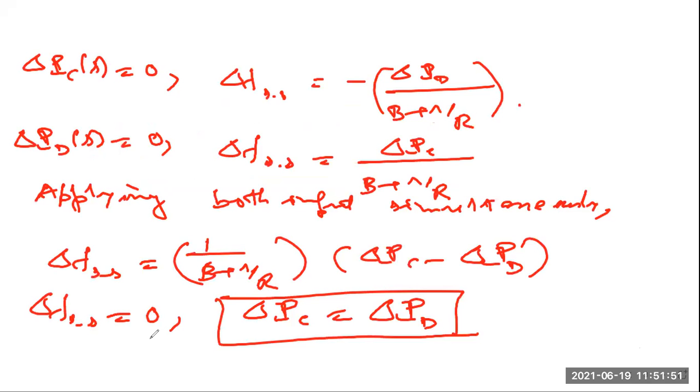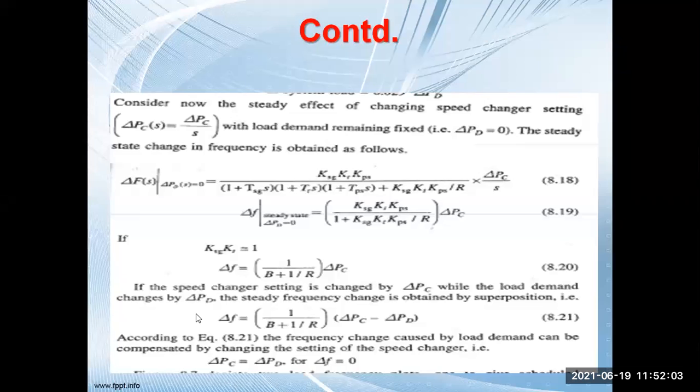So how can we reduce this error? If we make delta PC equal to delta PD. So you see, this is the case if the speed changer setting is changed by delta PC and the load demand changes by delta PD, the steady state frequency is obtained by the superposition. So that's what we have done just now. And this delta F will be equal to 0 when the frequency change caused by the load demand can be compensated by the change in the speed changer.